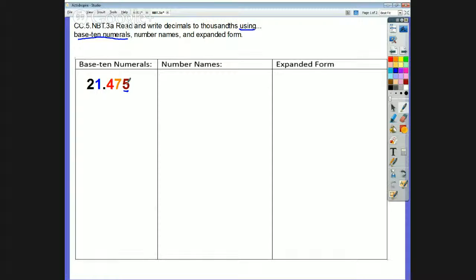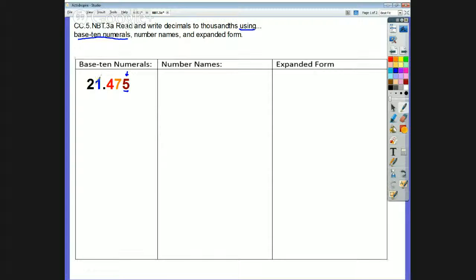And a lot of students don't read it that way. They read it as 21.475. And that's a common misconception that students make. And it actually hinders our understanding of what the number actually represents when we read it that way. We really do need to recognize that this is in the thousandths place. So this is 475 thousandths of a whole number.